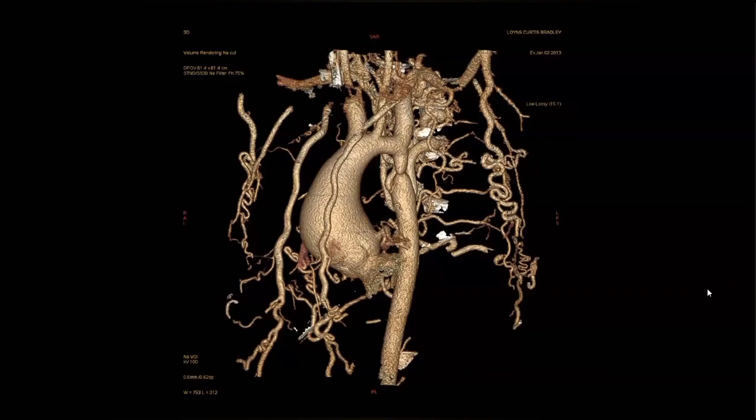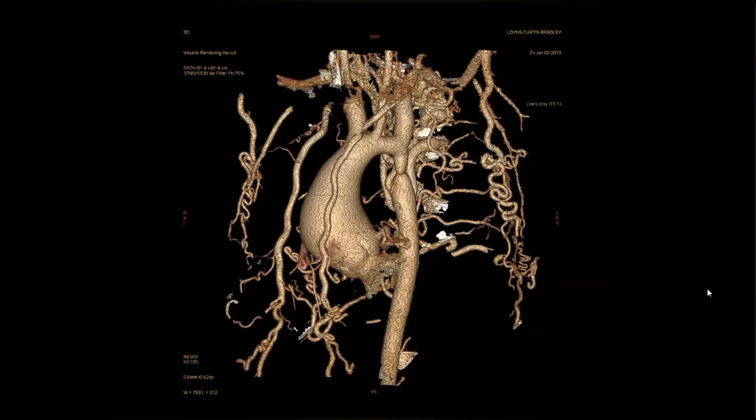A 3D reconstruction image of the heart and the great vessels. So this is a volume rendered 3D image, which is showing, number one, coarctation, and number two, multiple collaterals seen around the great vessels. That is the cause of notching. And there's one other thing.